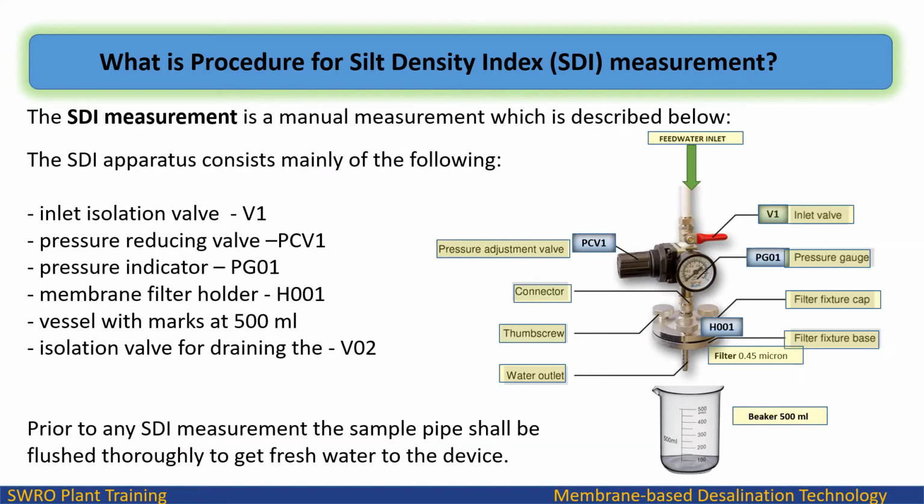What is the procedure for Silt Density Index (SDI) measurement? The SDI measurement is a manual measurement which is described below. The SDI apparatus consists mainly of the following: V1 inlet isolation valve, PCV1 pressure reducing valve, PG01 pressure indicator, H001 membrane filter holder, vessel with marks at 500 ml, V02 isolation valve for draining. Prior to any SDI measurement the sample pipe shall be flushed thoroughly to get fresh water to the device.